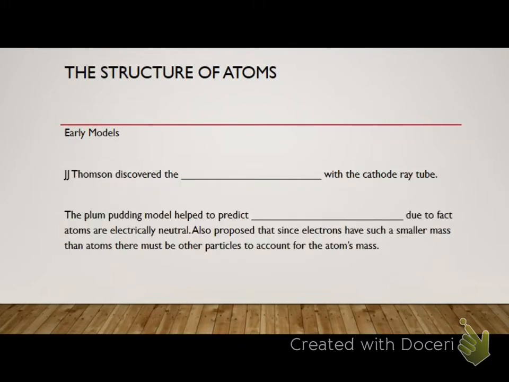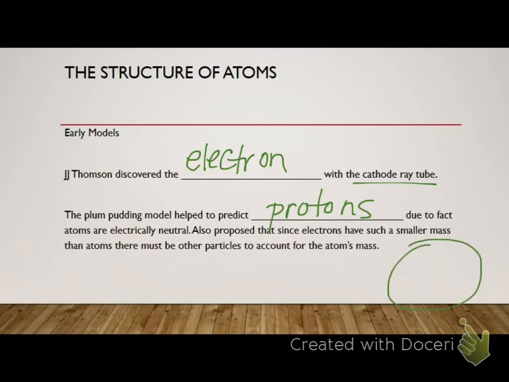J.J. Thomson is very important, and that's because he discovered the electron. He did so with the cathode ray tube. He passed a current through there and realized that there were charged particles. If you're more interested in that, there's a lot of information to be had on him, but we're just going to hit the highlights. The plum pudding model was used to predict protons, because they knew that atoms were electrically neutral, so if it had electrons, it had to have some sort of positive charge. It was called plum pudding because they drew it kind of like this, with tiny little electrons floating around in a sea of positive protons.